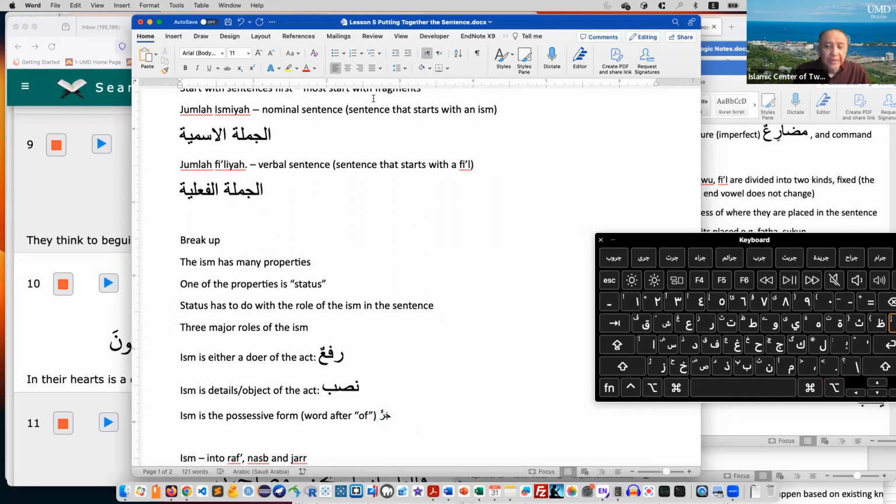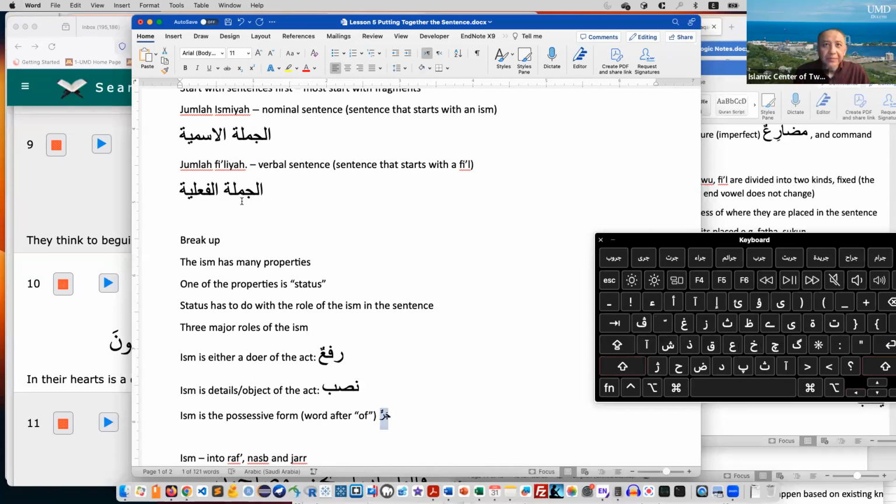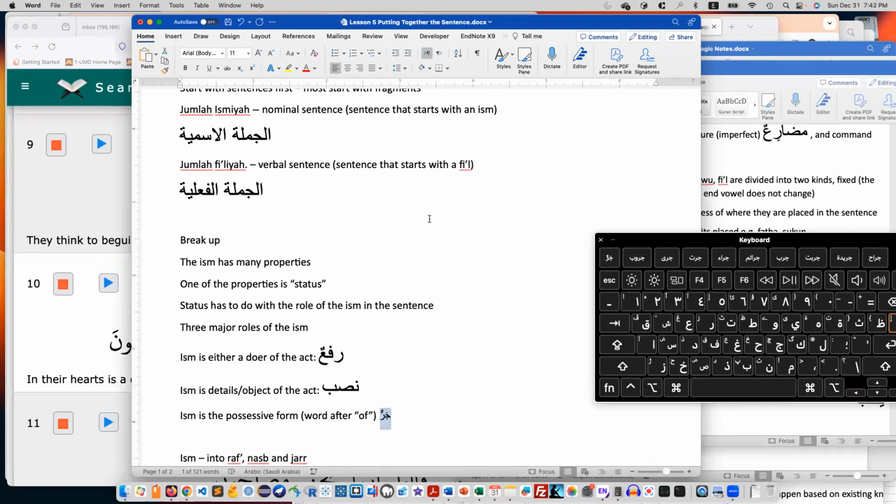Let me hear you say this so that you make sure you get it right. Go ahead, Sister Fazia. How do you say these three statuses of the isim? Go ahead and pronounce it so that we can get it right. Rafa'un, nasbun, jarrun. Very good.